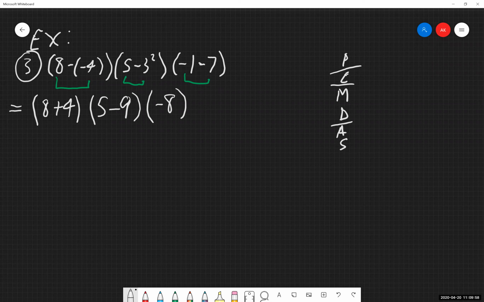So from here, I still have stuff I can do inside my sets of parentheses. Looking inside my first one, I have 8 plus 4, I can work with that. The second one, I have 5 minus 9, I can work with that. So again, I'm still just working inside the parentheses at this point. I haven't moved anywhere beyond that in PEMDAS. So 8 plus 4 gives me 12. 5 minus 9 is going to give me -4. And then -8 at the very end. I couldn't do anything else to that, so it's just going to stay there as it is.